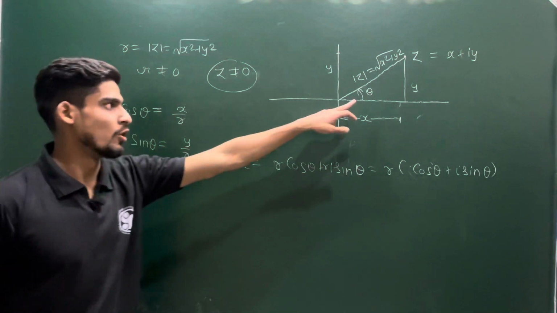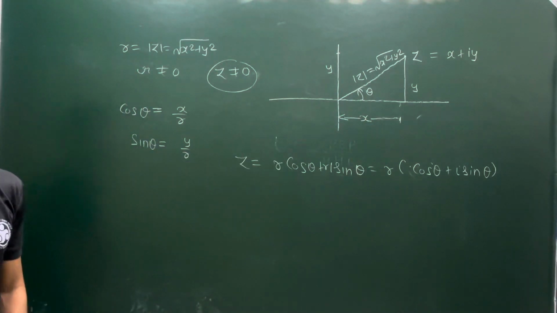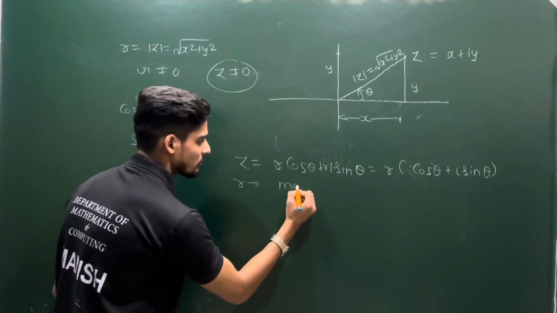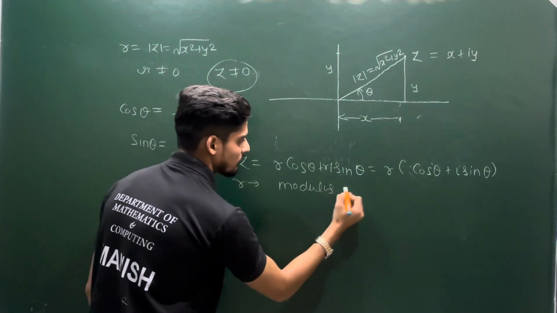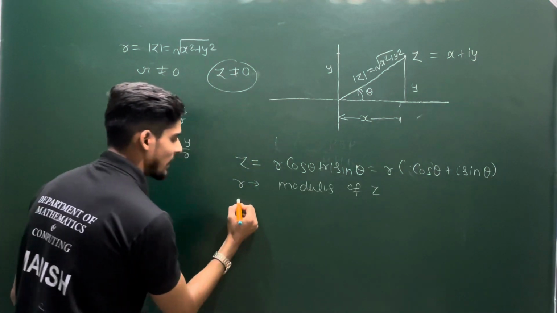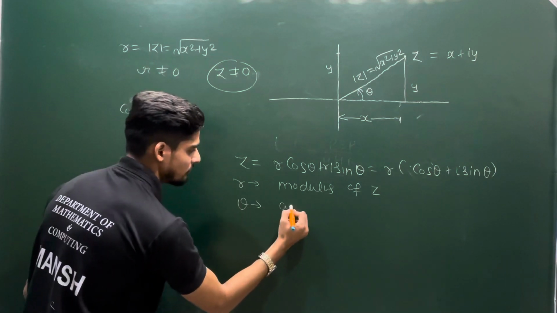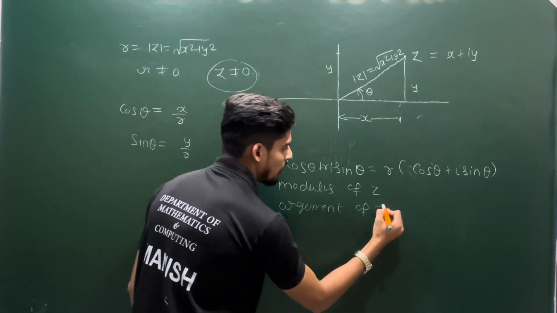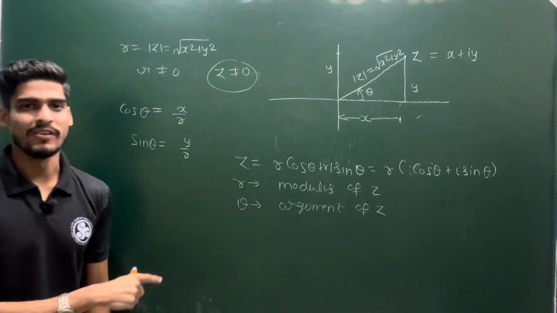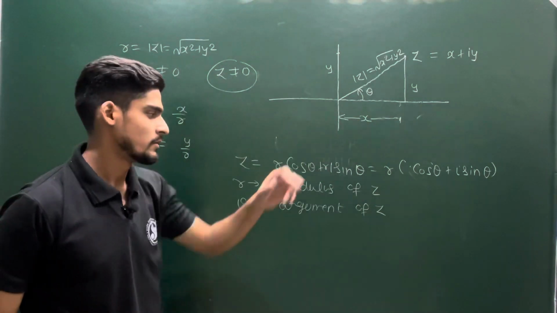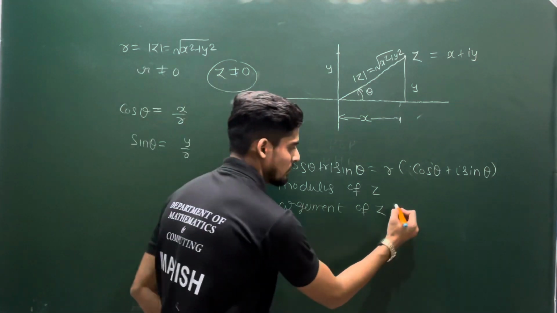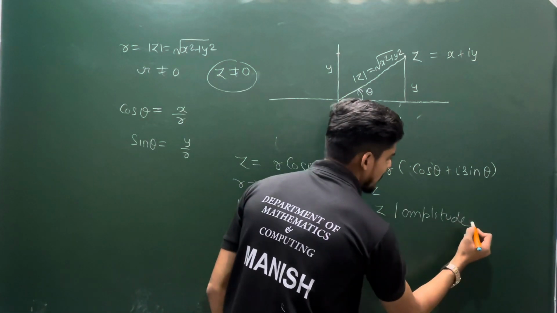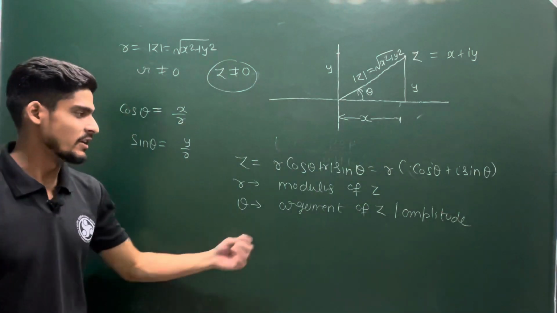And this theta is called the argument of the complex number z. This r is called the modulus of z, and this theta is called the argument of z. And this argument is always measured from the positive real axis. Sometimes it is called amplitude also. But in our mathematics, we generally use the word argument.